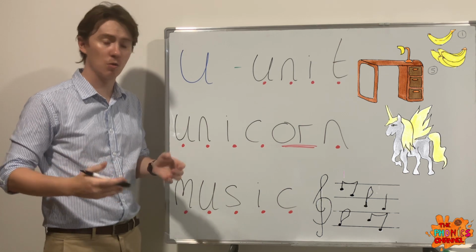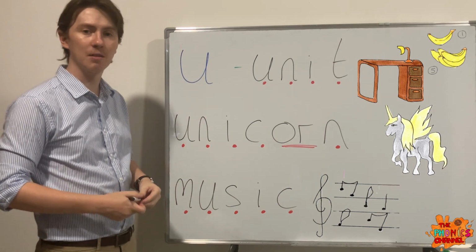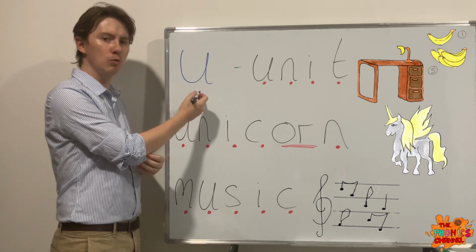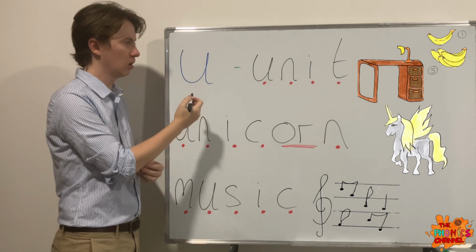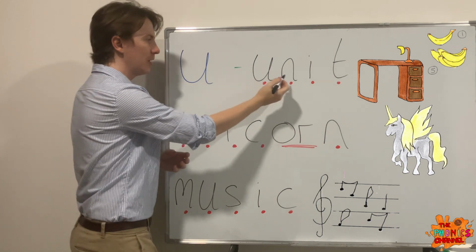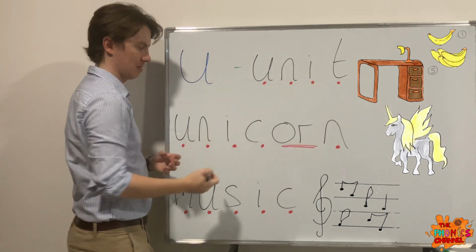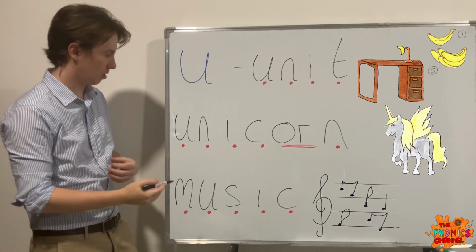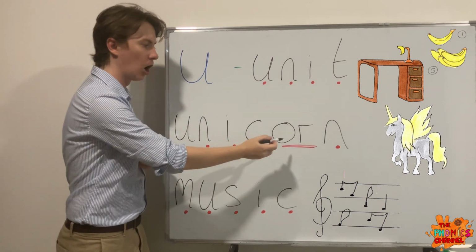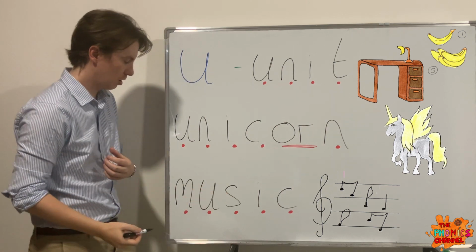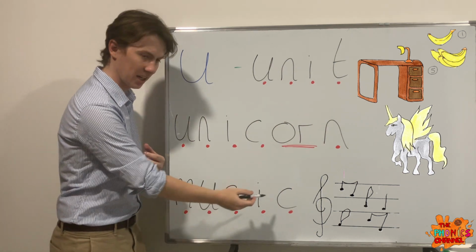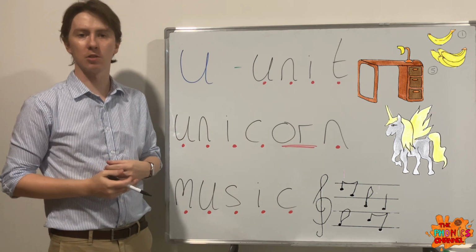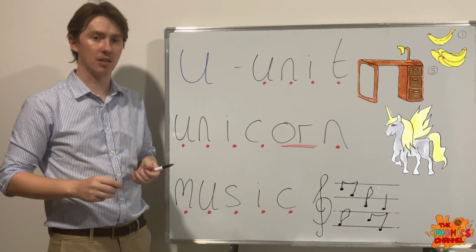Okay, super. So let's go through them all again. Make sure you're saying it at home with me to practice. U, unit, unit, unit. Unicorn, unicorn, unicorn. Music, music.